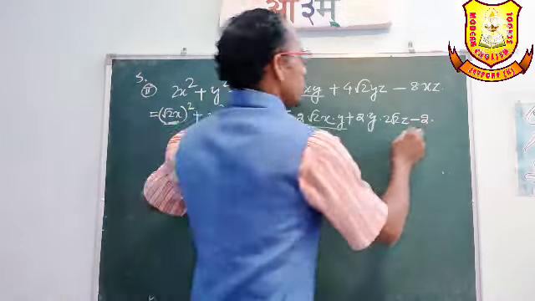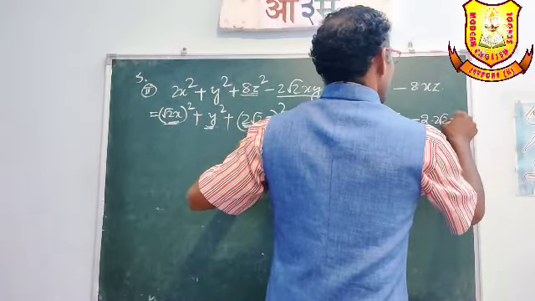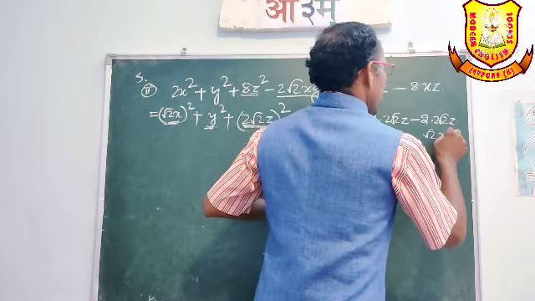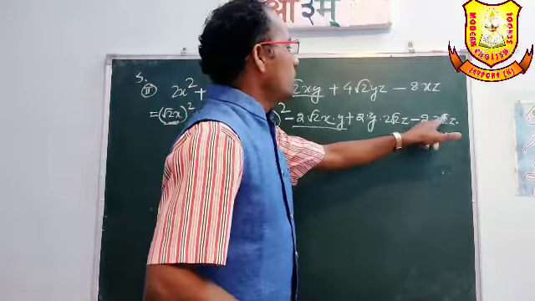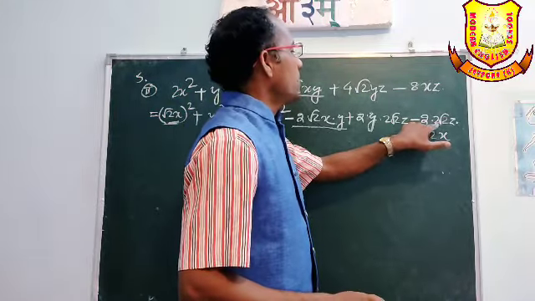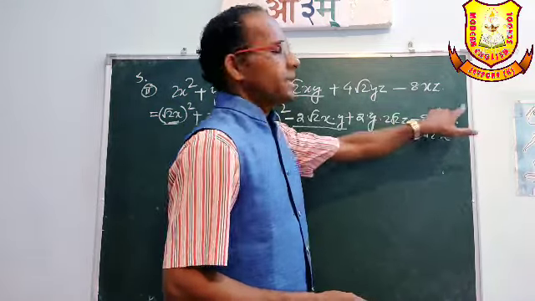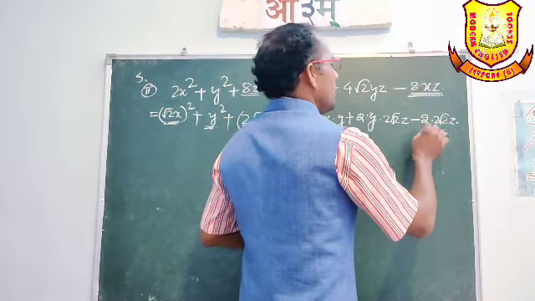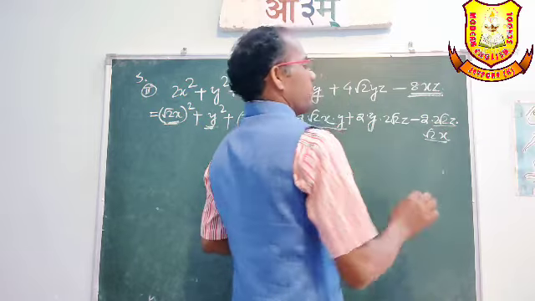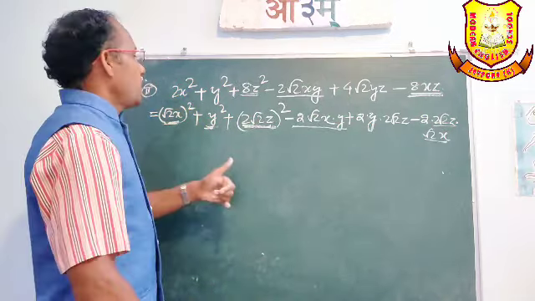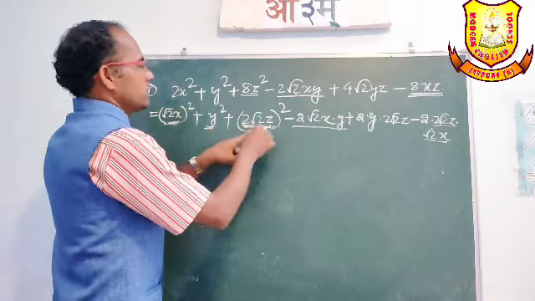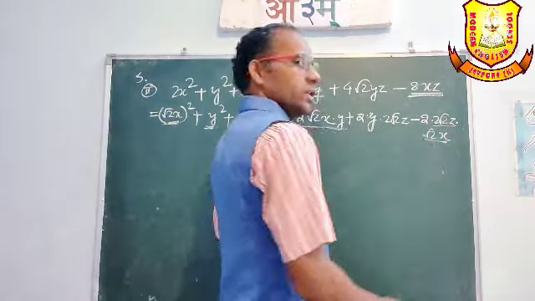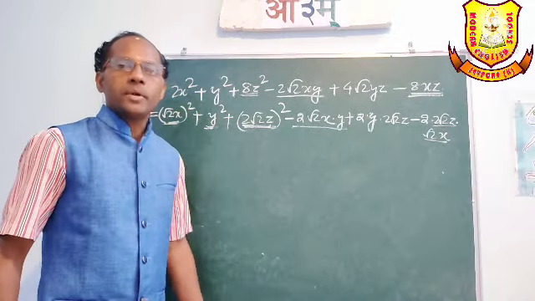C equal to how much? 2 root 2 z. A equal to root 2x. Root 2 into root 2 is 2, 2 times 4 is 8, so 8xz equals 2ca. So it is in the form of a square plus b square plus c square minus 2ab plus 2bc minus 2ca. Recall the formula.